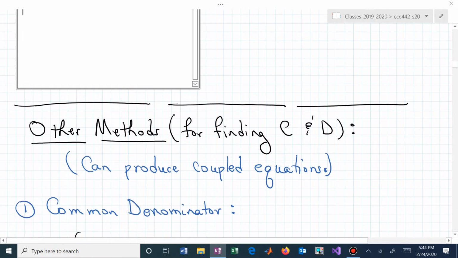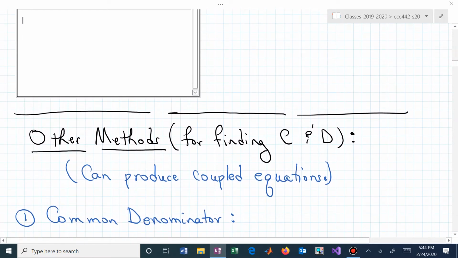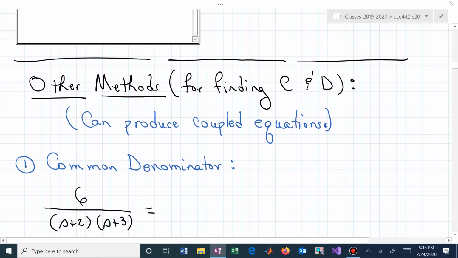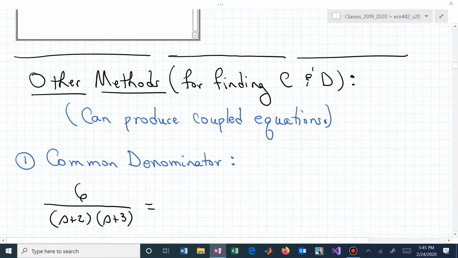What are some other methods for finding C and D? The reason I'm doing this is because you can do this same kind of thing once we start talking about inverse Z transforms for discrete time transfer functions. That's why we're reviewing this. These strategies, though, might actually lead to coupled systems of equations.